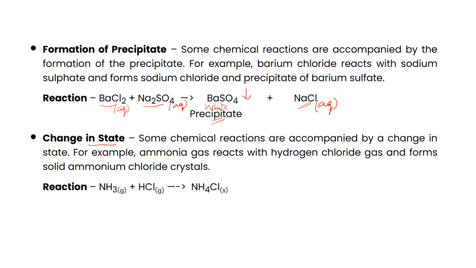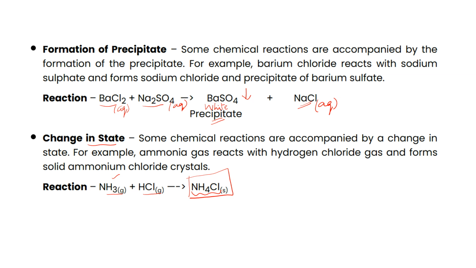There may be change in state. Say, for example, you take ammonia gas and hydrogen chloride gas. Both are gases. When you mix both, you can see white fumes, which is ammonium chloride. It forms a solid ammonium chloride. So there is a change in state.